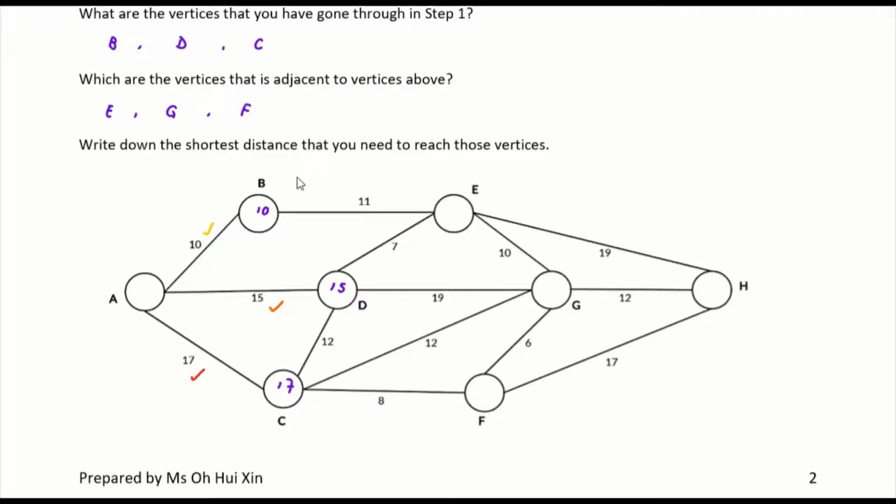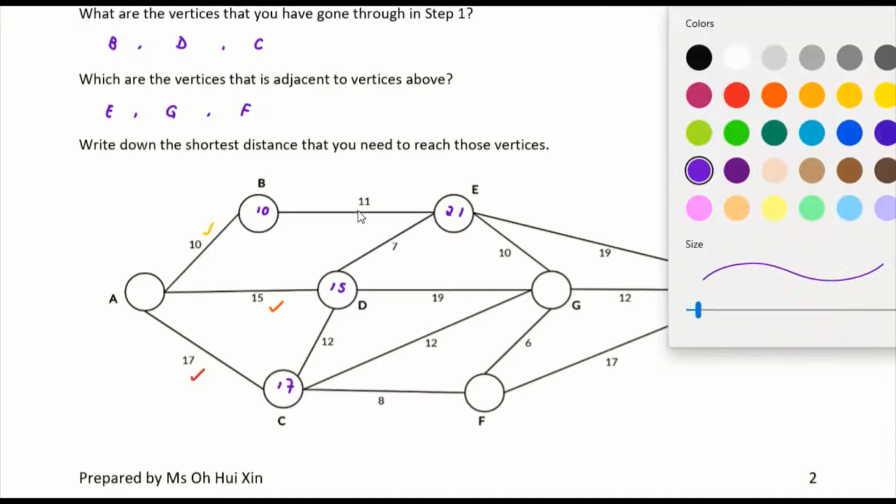Okay, then the next step is going to be the same thing as well. What is the shortest distance that you can reach those vertices from your previous vertices here? Okay, so now let's start with E. You see, now you have two alternatives, am I right? The first one is you go from B to E, which is going to be 10 plus 11, or you go from D to E, which is 15 plus 7. So you can see this will give you 21, this will give you 22. So which one is the smaller number? Definitely it's going to be 21. So in this case, I will put 21 here. That's the shortest that I have.